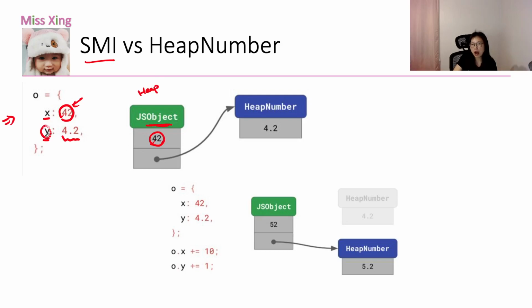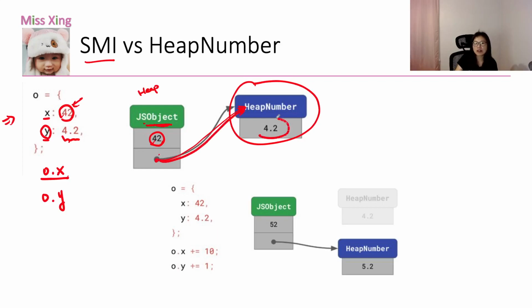But for this y property, which is a heap number, which is a double, another object is created inside the heap, and it uses a pointer to point there. So every time we access o.x, it will directly grab 42 from the object itself. But every time we use o.y to get 4.2, it goes through the object, the object has a pointer, and then it grabs the value. So you have an extra step, and also one more object stored in memory.